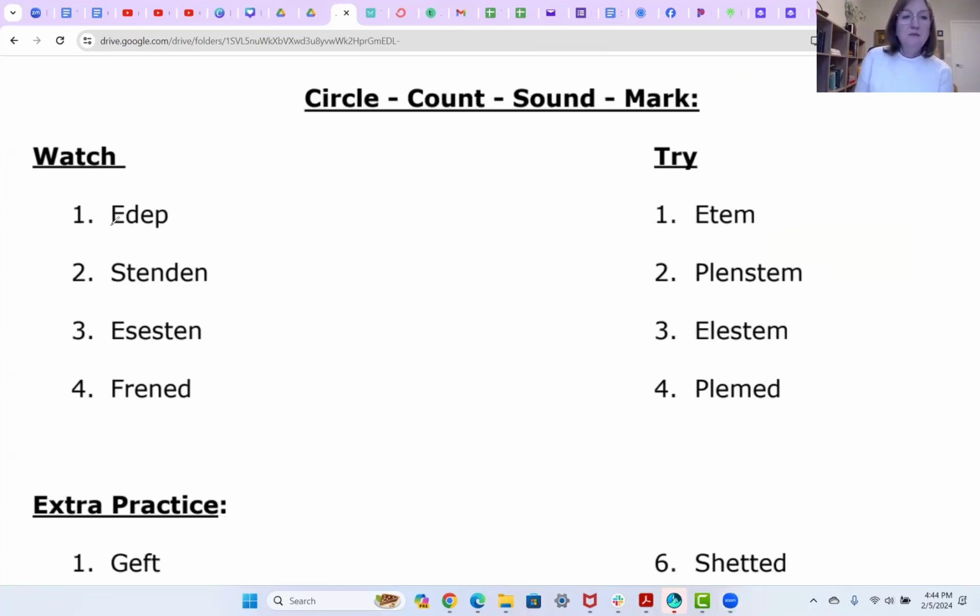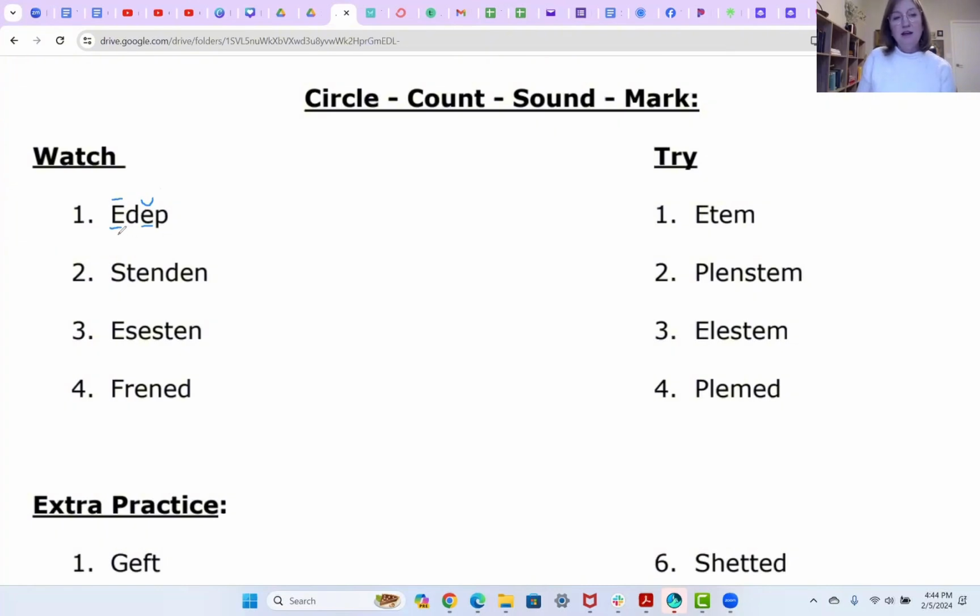So this E does have a vowel 1 or 2 doors down. It's going to say E, its name or its long sound. This E does not have a vowel 1 or 2 doors down, so it's not going to say its name. It's going to say its regular short sound. Remember, medium width.